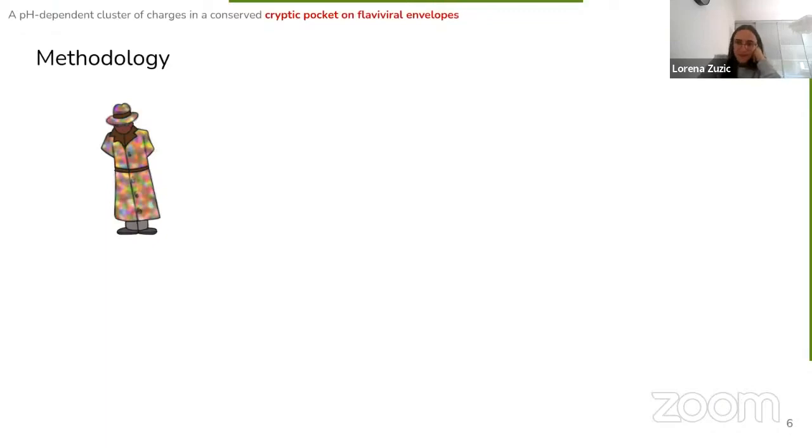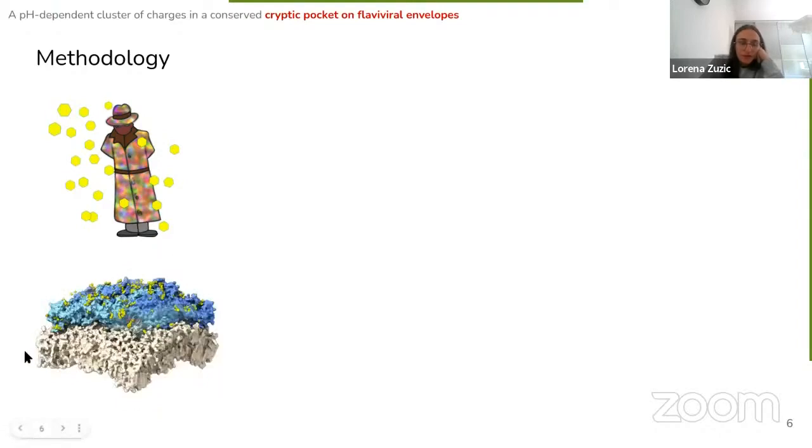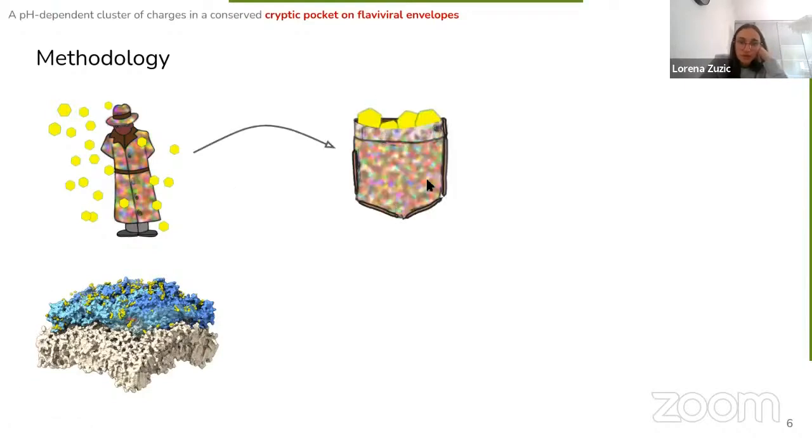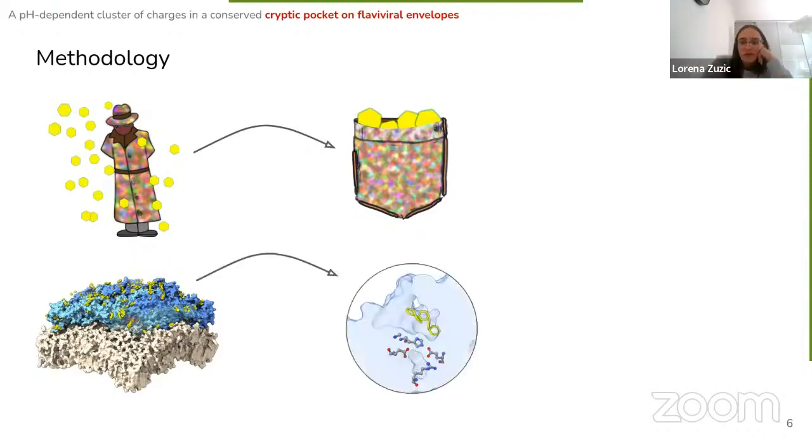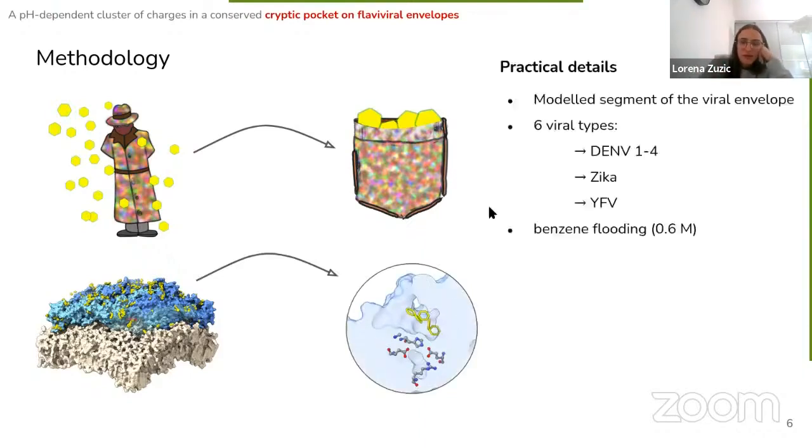Right. So this is the methodology I've been doing. You take your virus, you flood it with benzene, which in practice looks like this. I'm not using the whole viral particle because I don't have infinite computational resources, so I'm using a portion of it. And again, flooding it with benzene. Benzene is going to bind on the surface. And then hopefully some benzene is also going to end up in pockets. And those benzenes are going to stick in the pocket, then you can see where they are, and the pockets remain open for longer because they're filled with benzene. So in practice, something like this.